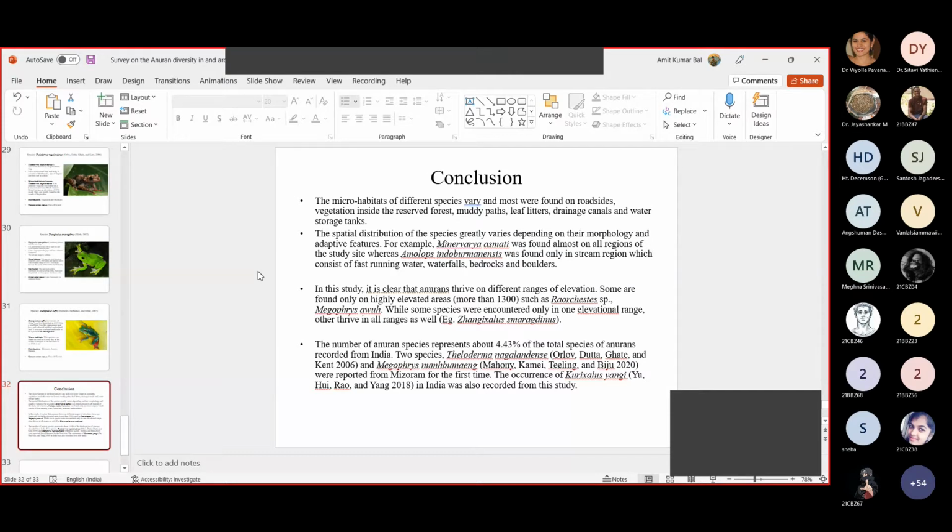The number of anuran species reported in this study represents about 4.43% of the total species of anurans recorded from India. Two species, the Theloderma nagalandense and the Megophrys awoh, were reported from Mizoram for the first time, and the occurrence of Kurixalus yangi from India was also recorded from this study. Sorry for my typing mistake in the slide.